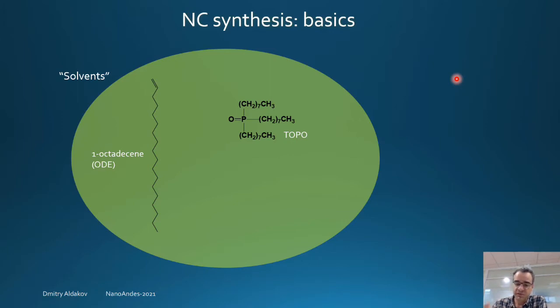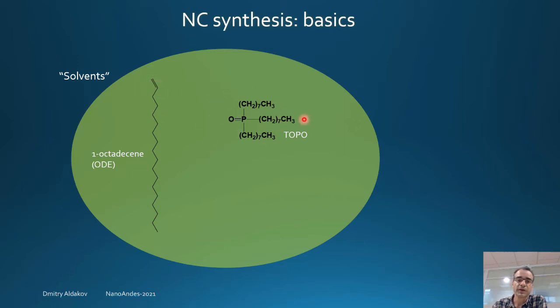Today's understanding of the growth is that we use solvents. Usually they should be, of course, inert solvents which will not react with anything, and high boiling point solvents, because usually the synthesis takes place above 150 degrees, 200, 300. That's why very often they have long aliphatic chains. So one of the classic ones is octadecene with one unsaturation.